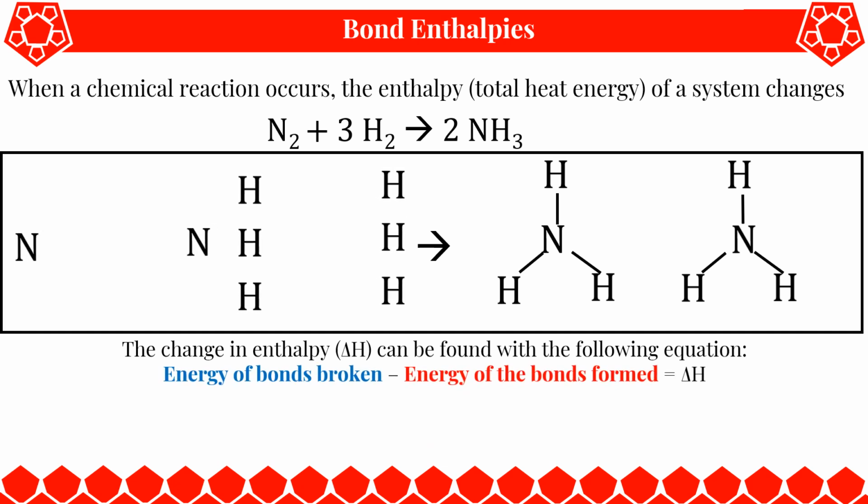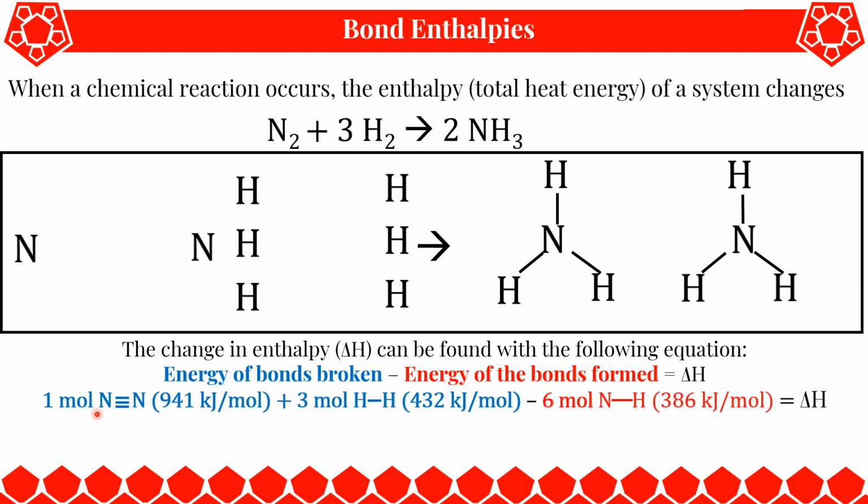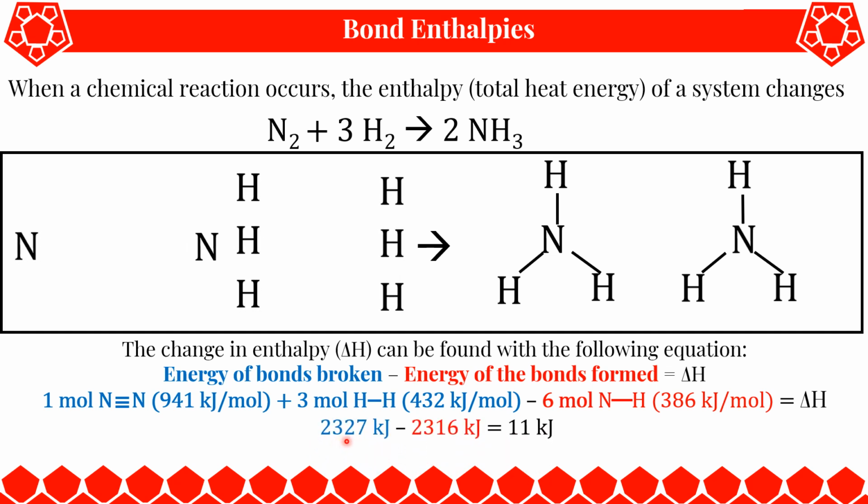So we'll take the energy of the bonds we broke and subtract the energy of the bonds we formed to find that change in heat energy. In this case, we broke a nitrogen triple bond. Whew, that one's expensive, 941 kilojoules per mole. We also broke 3 hydrogen single bonds, 432 kilojoules per mole, and we formed 6 NH bonds at 386 kilojoules per mole. When we put these together, we found that we spent 2,327 kilojoules to break bonds, and we got back 2,316 kilojoules when those bonds formed on the other side.